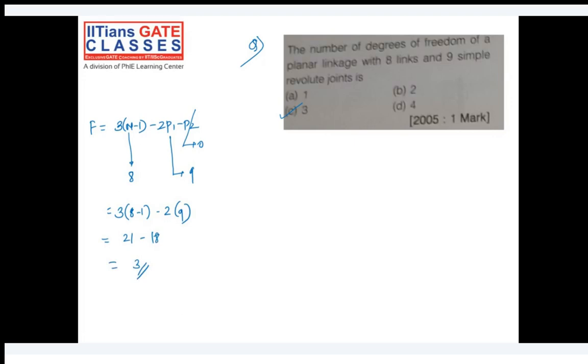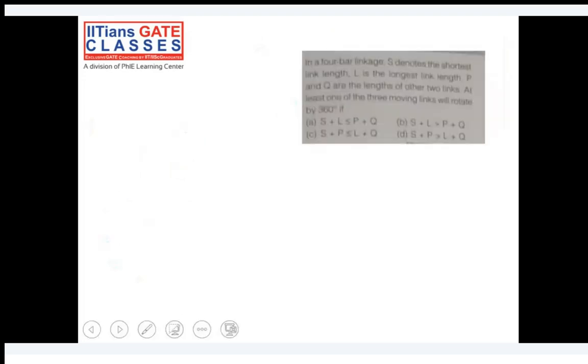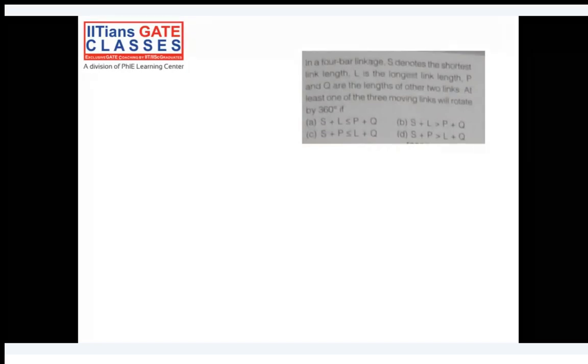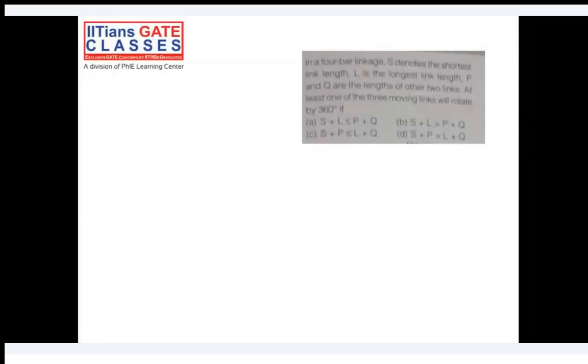Next question. Again very simple. We already studied this. In a 4 bar linkage, S denotes the shortest link, L denotes the longest link length, P and Q are the lengths of the other two links. At least one of the 3 moving links will rotate by 360 degrees if, you know, it's simple. The shortest link plus the longest link has to be less than or equal to P plus Q.